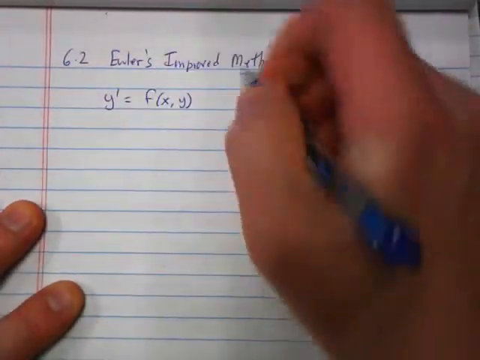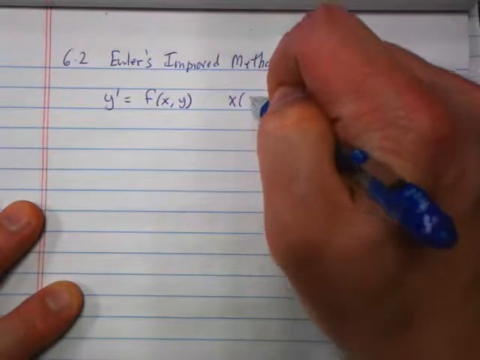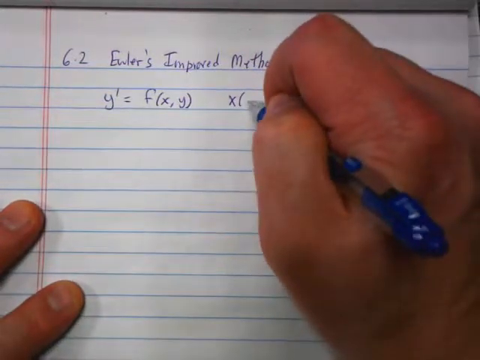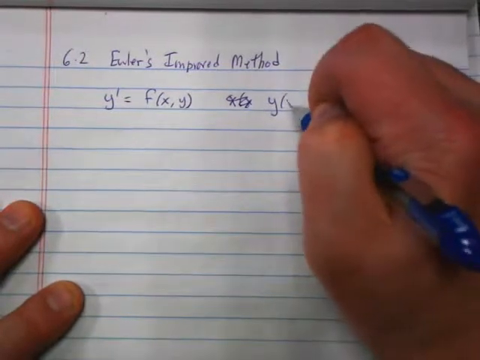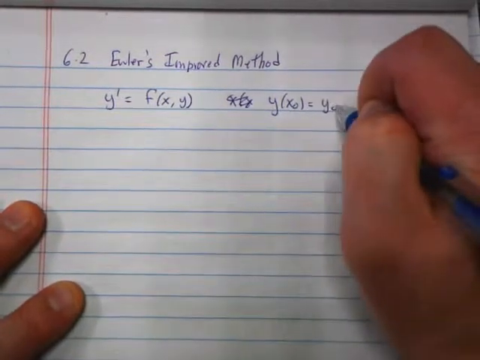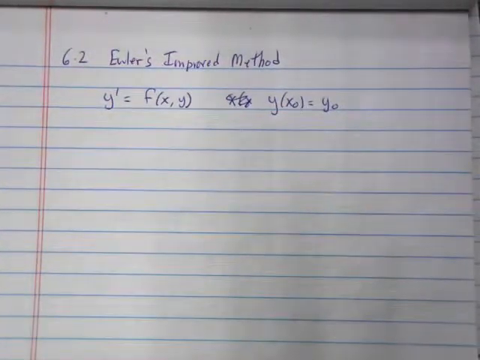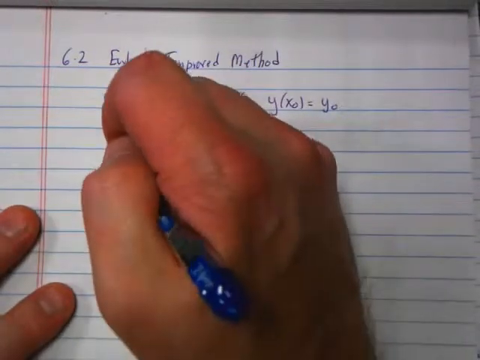So basically we're going to have the same thing. Y prime is going to be some f of x, y. And we're going to have some initial condition, y at x of 0 is y sub 0. All right, so the Euler's improved method.